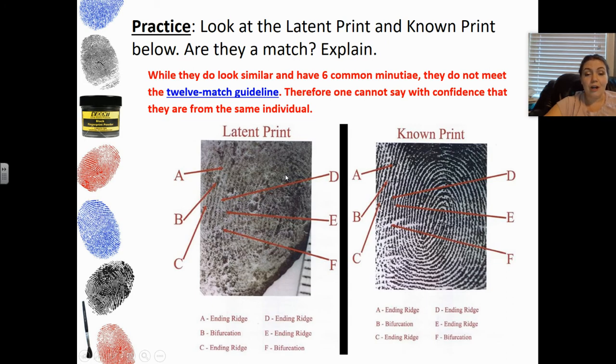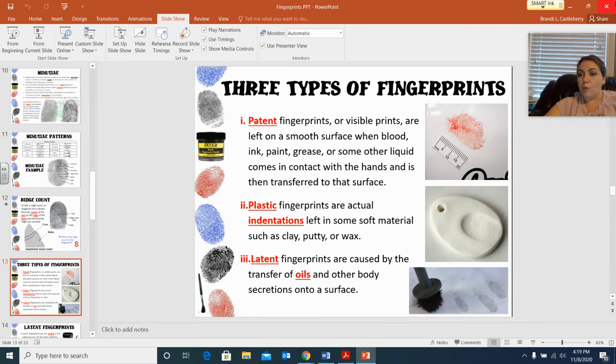It's not going to be fully lifted off. It's not going to look super clear. And all you can do is the best you can at matching what you can. And you may not be able to get to that 12 match guideline. And that doesn't mean that it's not the person you're trying to match it to. It just means that you can't completely prove it with your fingerprint. So they'll have to just say that in court, like I'm 50% sure, I'm 60% sure that this is a match. Anyways, that is the end of notes. We will be practicing this week those kind of things, like patent, plastic, latent prints, and then how to actually lift those latent prints.